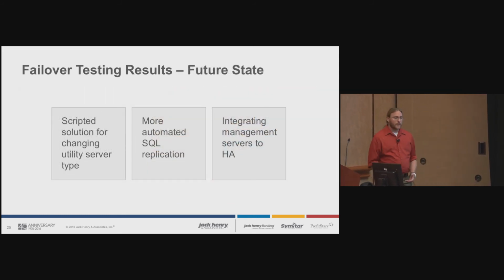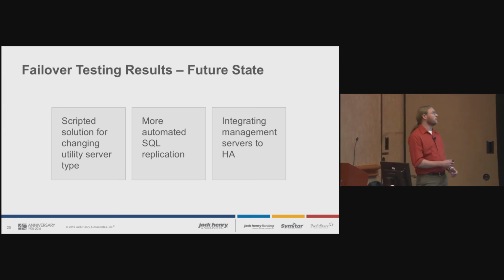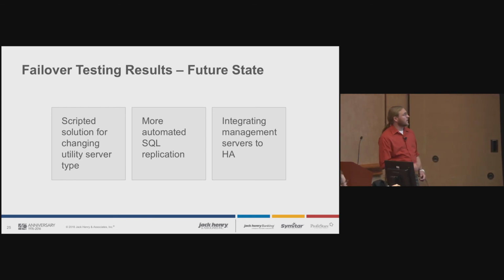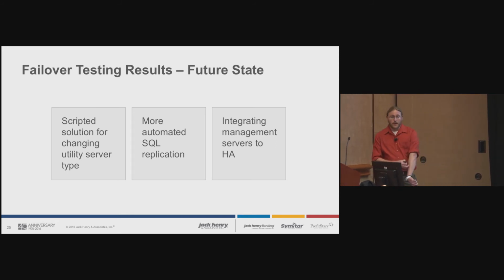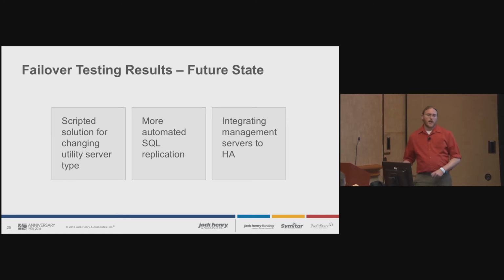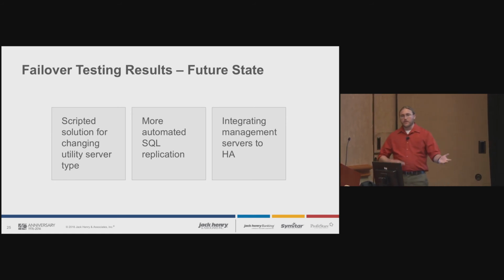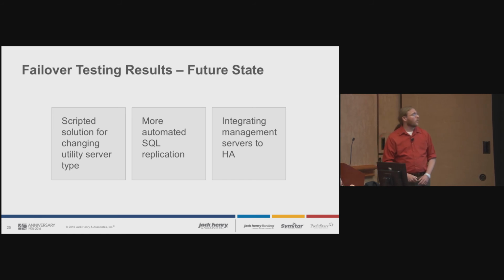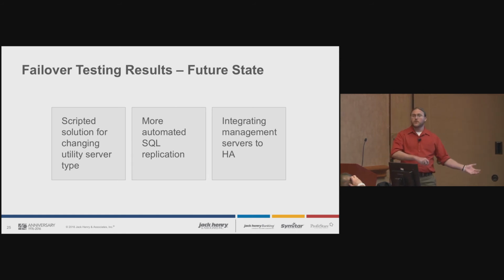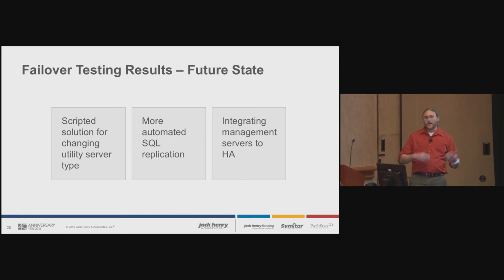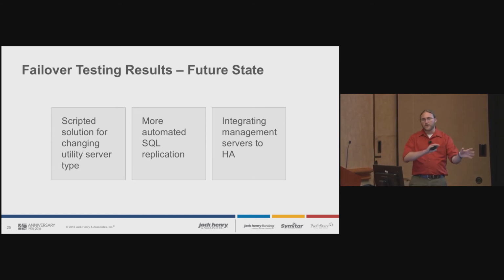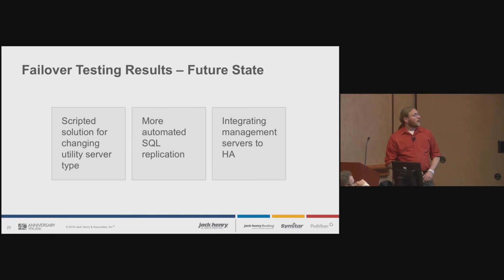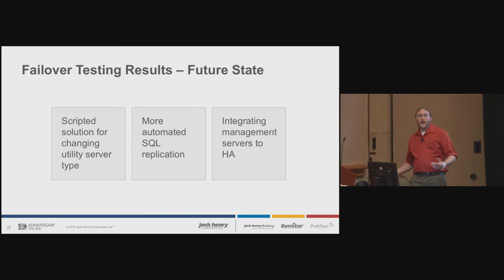We also had some process adjustments surrounding backup times and just procedural things of that nature. So future state, some stuff that we're looking to do to improve is we would like a scripted solution for changing the utility server type. That's just a matter of coming up with a REST call or a SQL query. We don't want to have to do that manually to switch those over. We're going to be looking at more automated SQL replication so that we don't have to configure log shipping each time that we trip our DR. If we went with an always-on configuration, then we could let SQL handle the redirection of servers if one becomes unavailable.